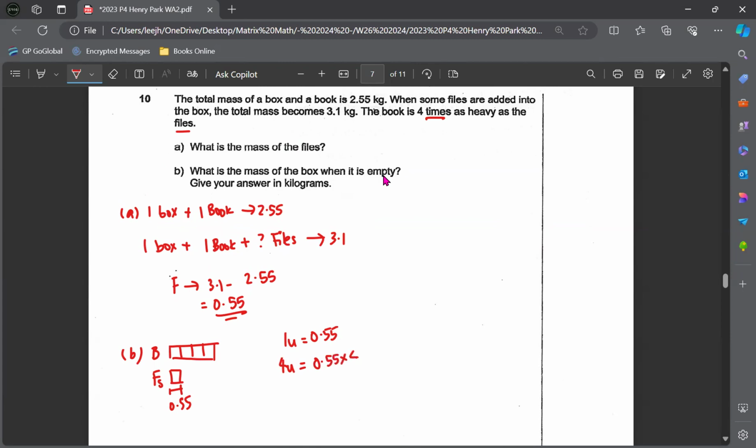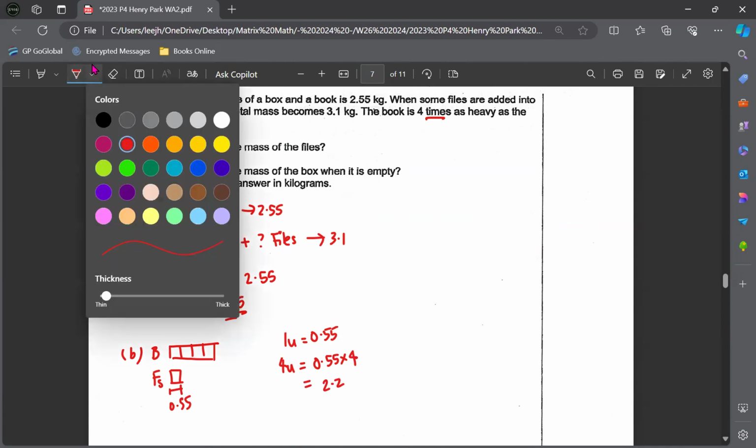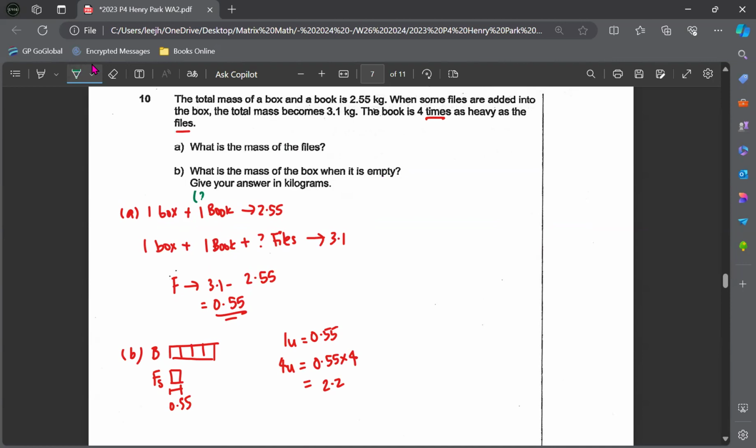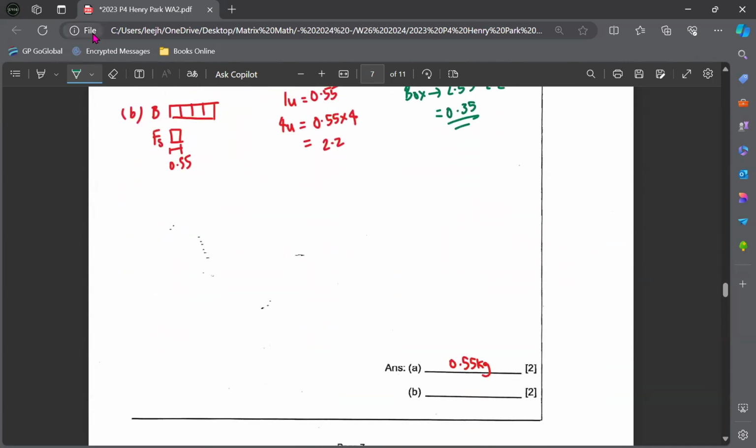0.55 times 4 will give me 2.2. So you know that the book is 2.2 kg. So how do I find the box? You just take 2.55 minus away 2.2. Your answer is 0.35 kg. You must write the answer down.